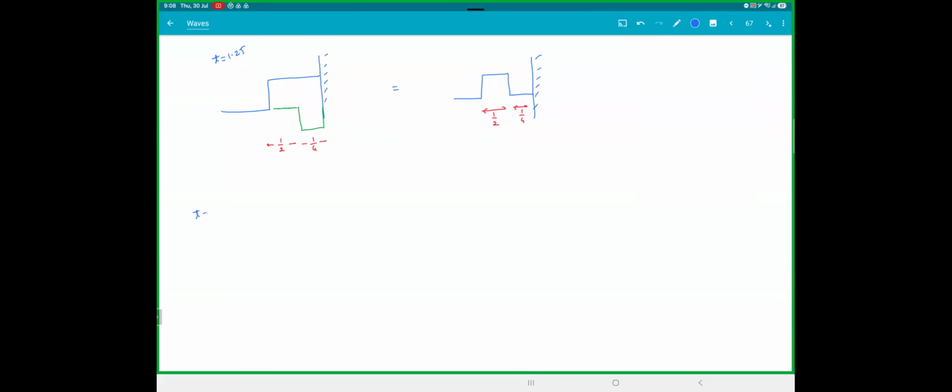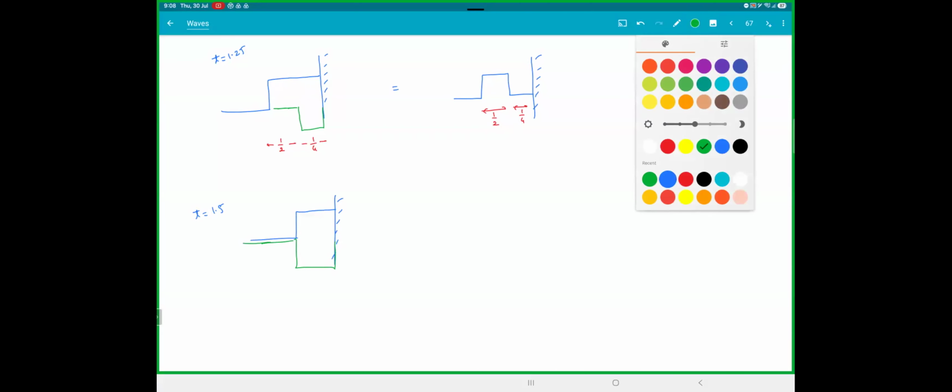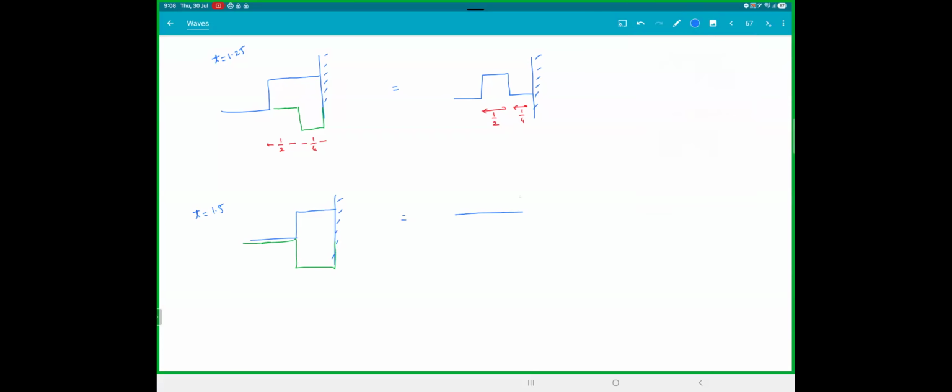At 1.5 seconds, half of the wave has hit the wall. So half of the wave will get inverted. So you'll have one more like this. So the resultant will be a flat line. It looks like there is no wave for a moment.